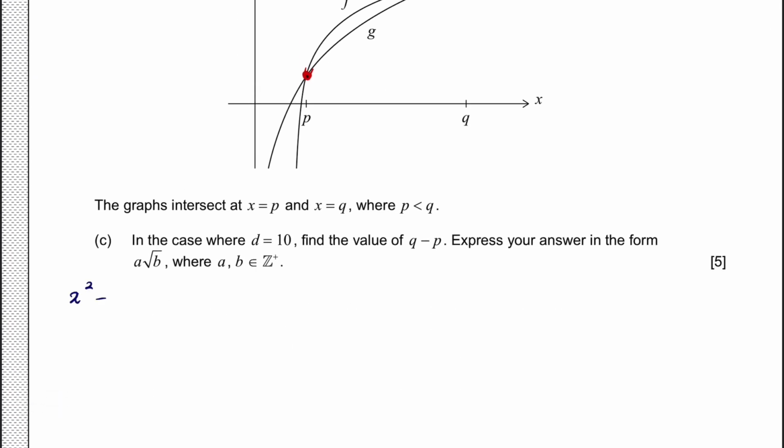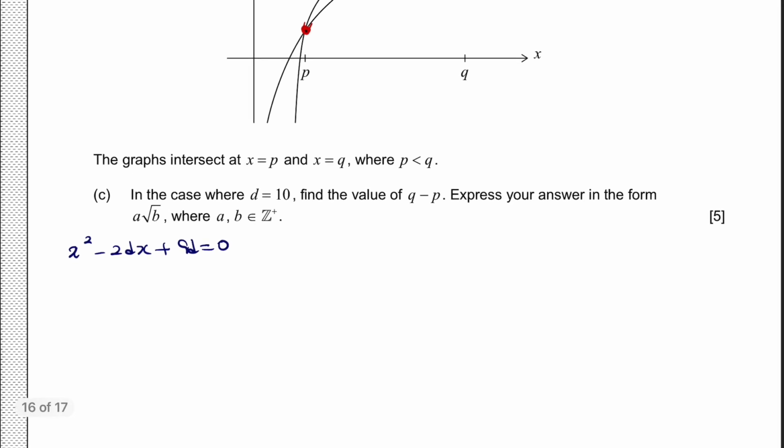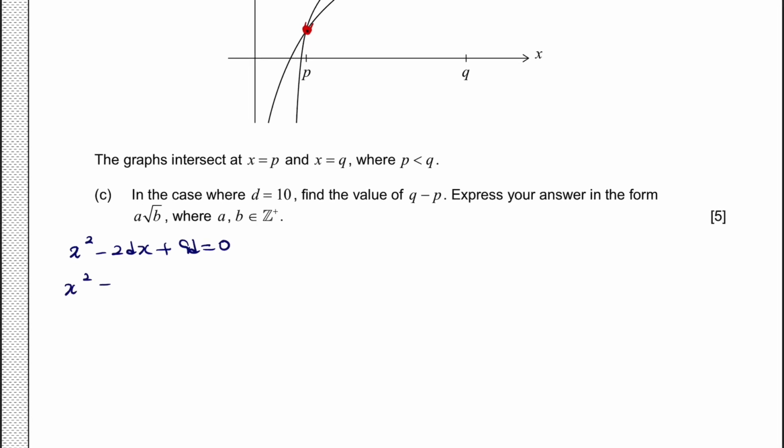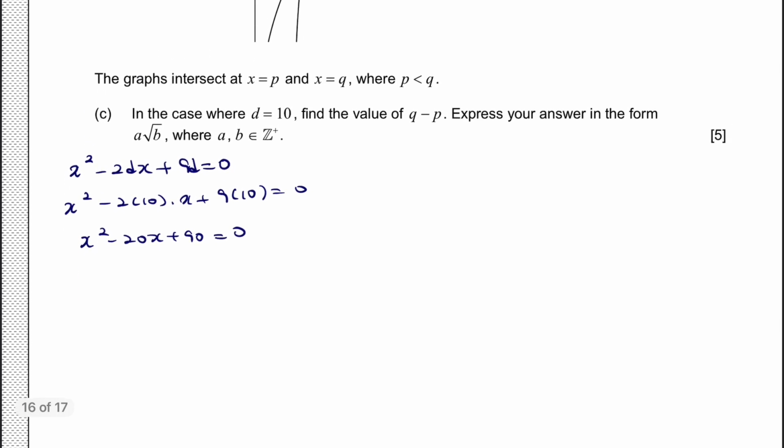So x squared minus 2dx plus 9d equals 0. And we're going to substitute 10 into our equation. And this gives us x squared minus 2 times 10 times x plus 9 times 10 equals 0. And it's the same as x squared minus 20x plus 90 equals 0. Okay. Since we need to factor this out to find our x values in order to identify the intersection points, I am going to use the completing the square method to simply solve this question.